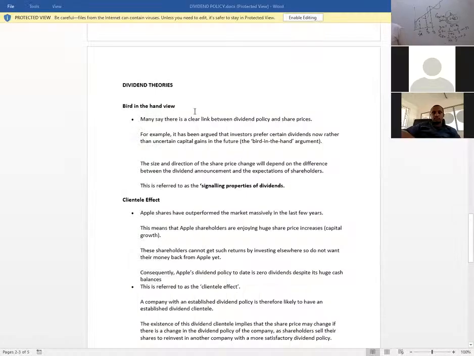Now, ladies and gentlemen, we have what we call a bird in hand theory. So for bird in hand type of shareholders, automatically these people would want their dividends today. Many say there is a clear link between dividend policy and the share prices. For example, it has been argued that investors prefer certain dividends now rather than uncertain capital gains in the future, a bird in hand. The size and direction of the share price change will depend on the difference between the dividend announcement and the expectations of the shareholders. This is referred to as the signaling properties of dividends.